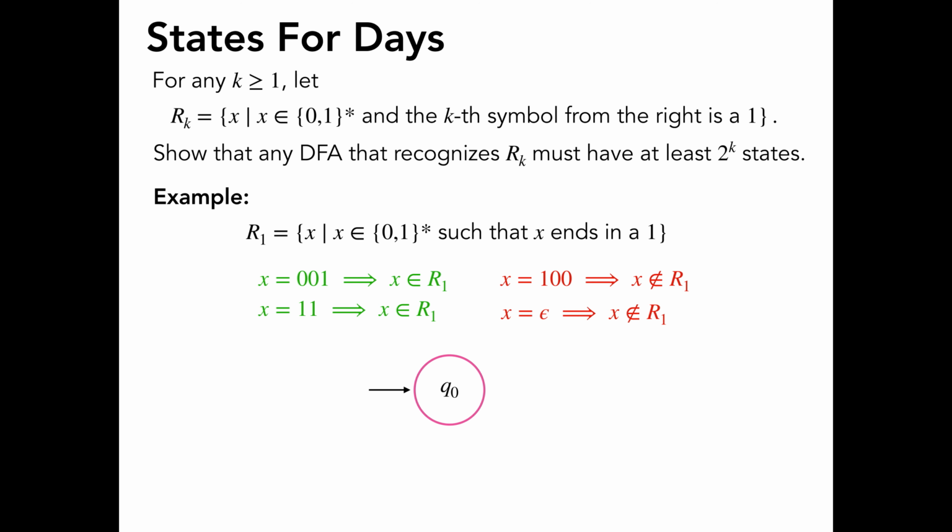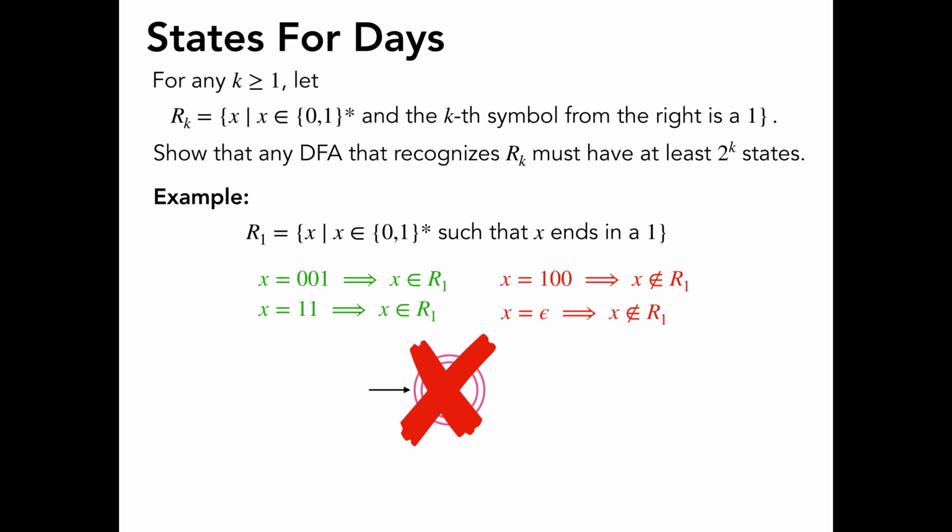Okay, so what happens when we have a DFA with only one state? Well, it either has to reject all strings or it has to accept all strings. And this is not the behavior that we want, as we only want to accept the strings which end in a 1. So this DFA with only one state does not work.